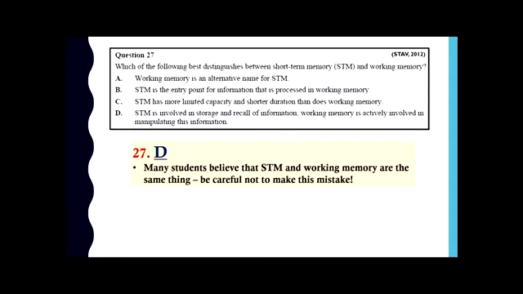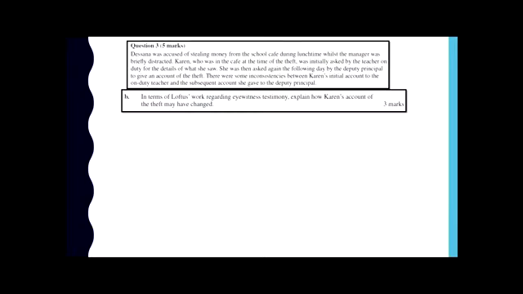STM is the entry point for information. We know that's not correct, because that's obviously sensory memory, not short-term. Short-term memory has more limited capacity and shorter duration than does working memory. That can't be correct either because obviously we know the capacity of working memory is relatively unlimited. And D is the best answer there. Okay? So just be careful not to think of STM and working memory as being synonyms because they're not.